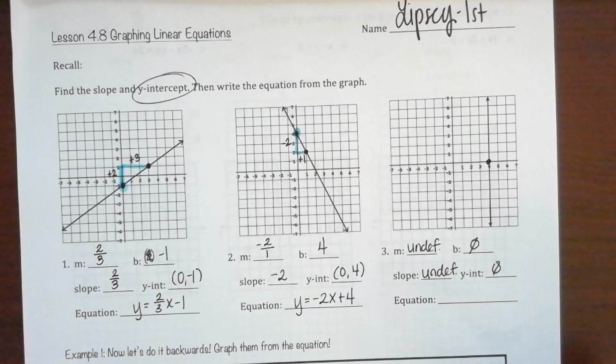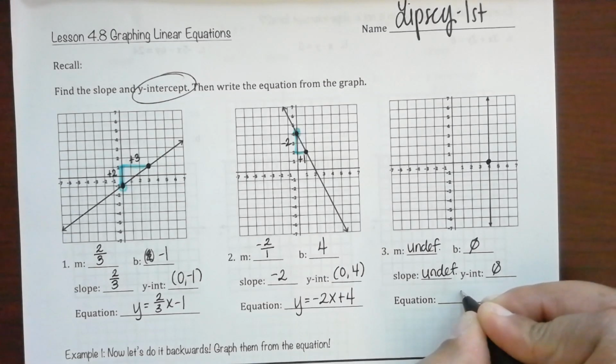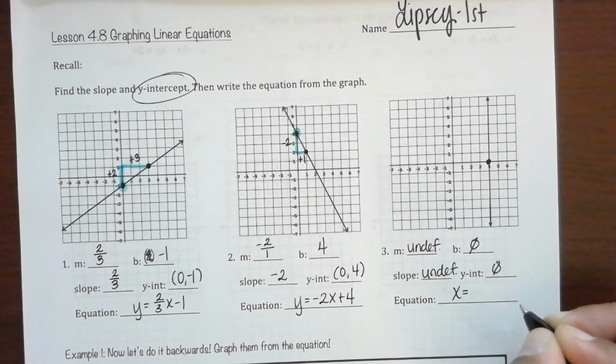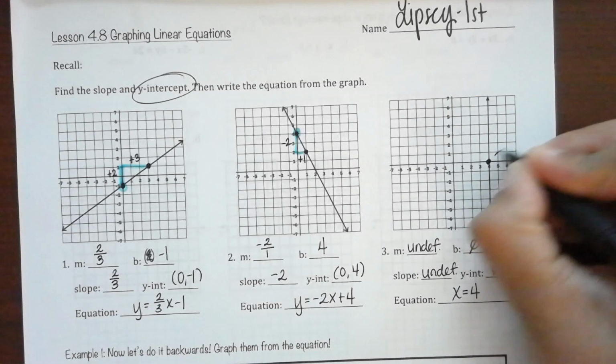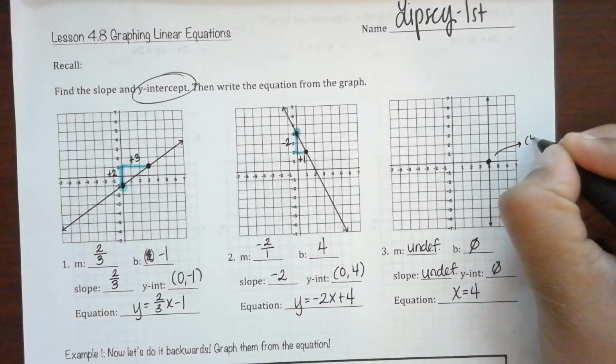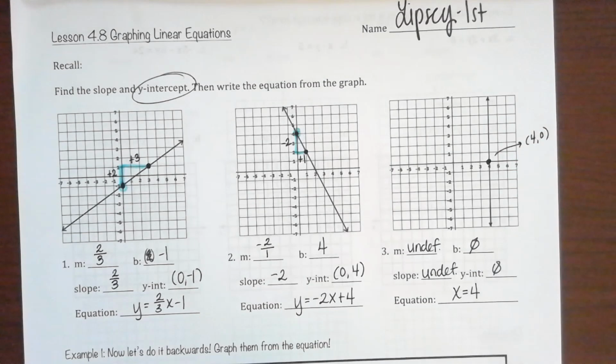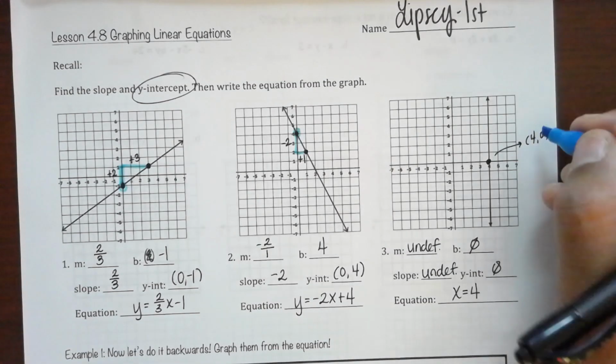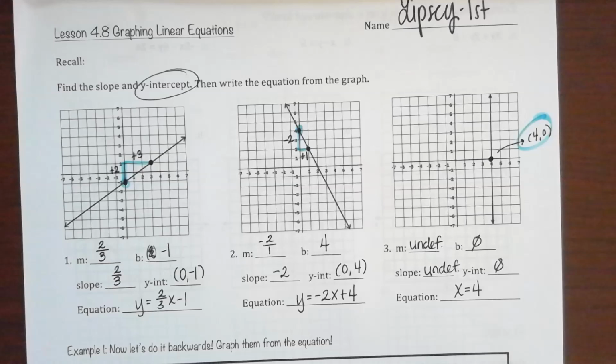So how do I write my equation? No. X equals 0? No. I agree with the first half. No. X equals 4. Thank you. Because what will x always be? 4. And that ordered pair is written as (4, 0). That's an x-intercept. You need to write that in. Any questions?